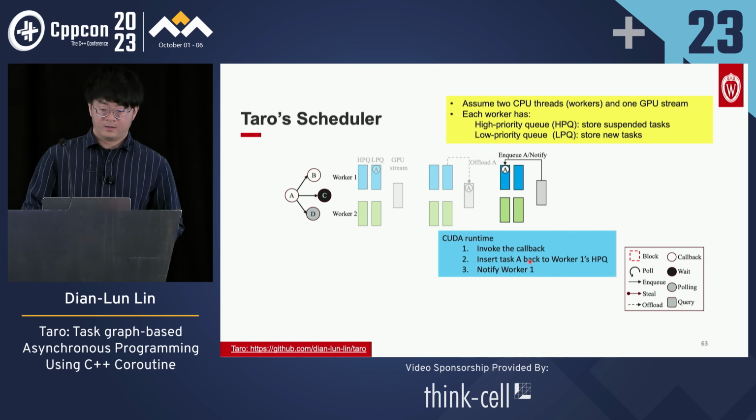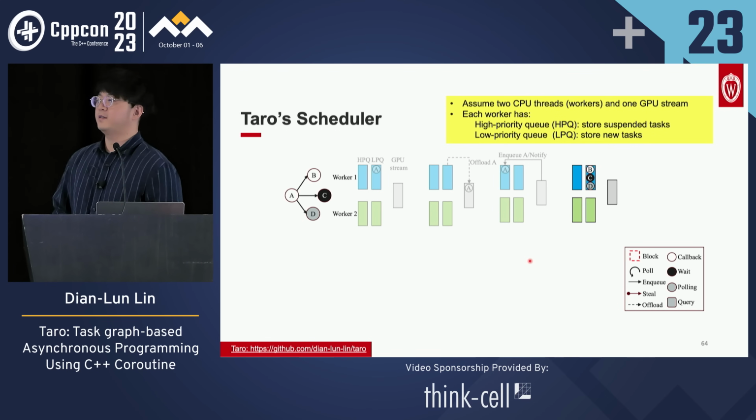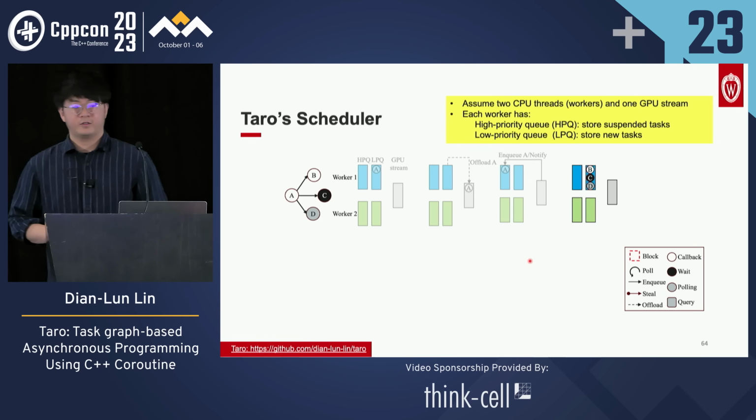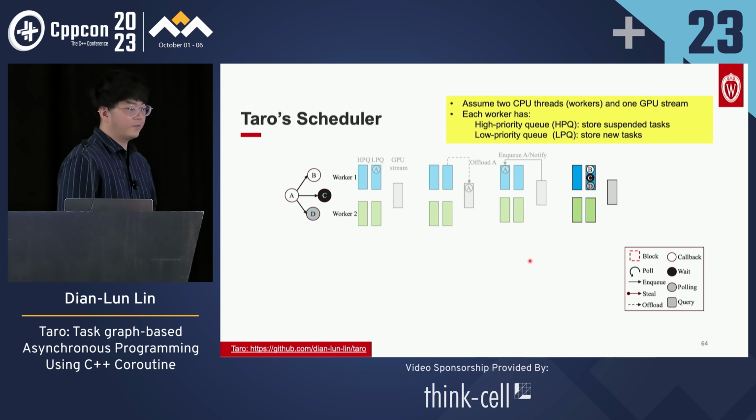Okay. So here, after executing task A, we insert tasks B, C, and D back to worker 1's low priority queue because they are now available and they are new.